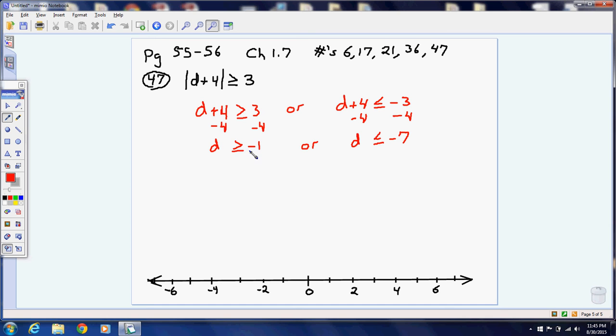So d is greater than or equal to negative 1. Negative 1 would be right about there. Greater than or equal to, so we need a filled in dot, and everything that's bigger than that. Or d is less than or equal to negative 7. Well, that barely fits on my number line here. It would be right about there, negative 7. We have to fill in the dot again because it's less than or equal to, and everything less than that. And that's our final answer.